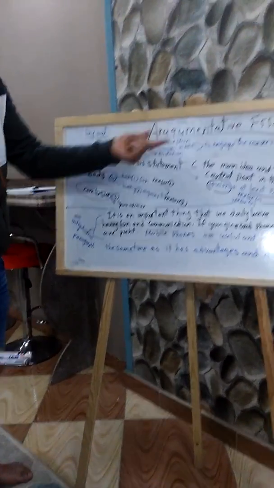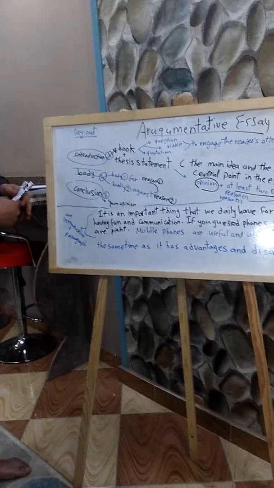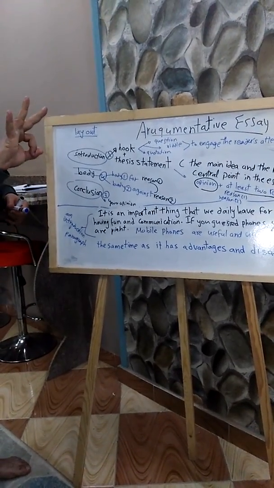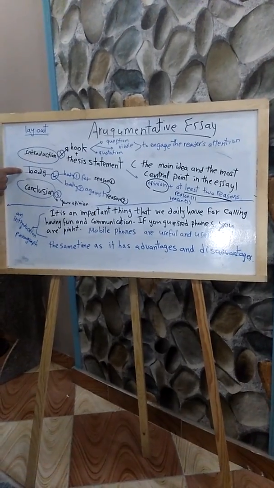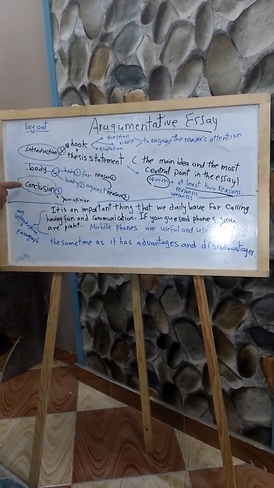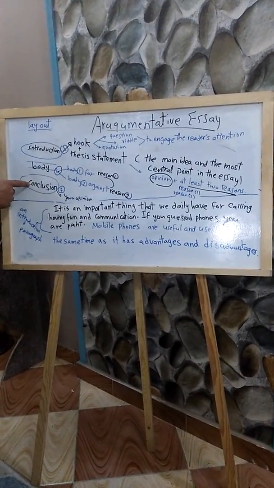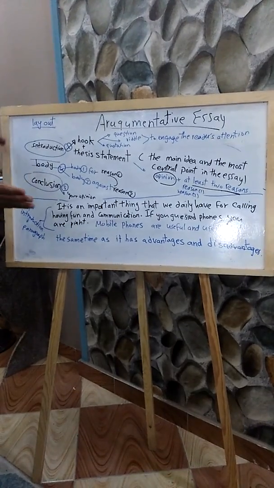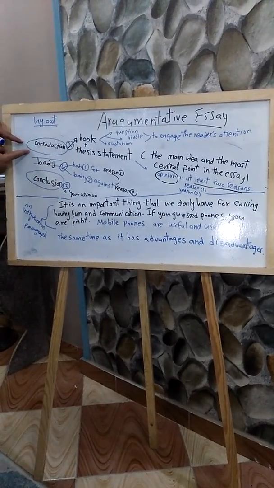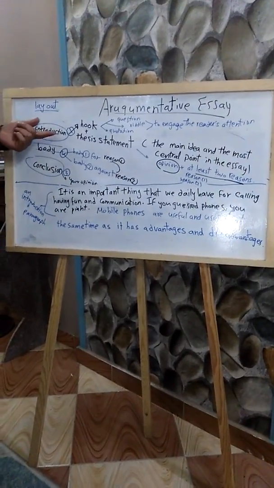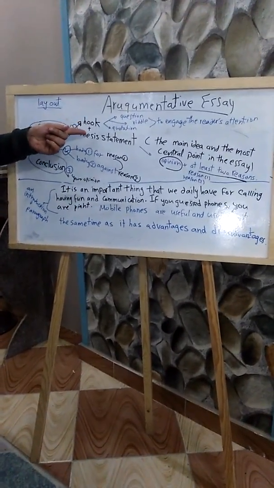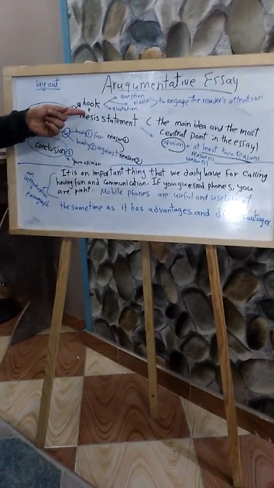What is an argumentative essay? Look at this drawing. It has three important parts. The first part is called introduction, the second part is called body, and the third part is called conclusion or ending. Today we're going to tackle the introduction. The introduction is formed by adding a hook plus a thesis statement.